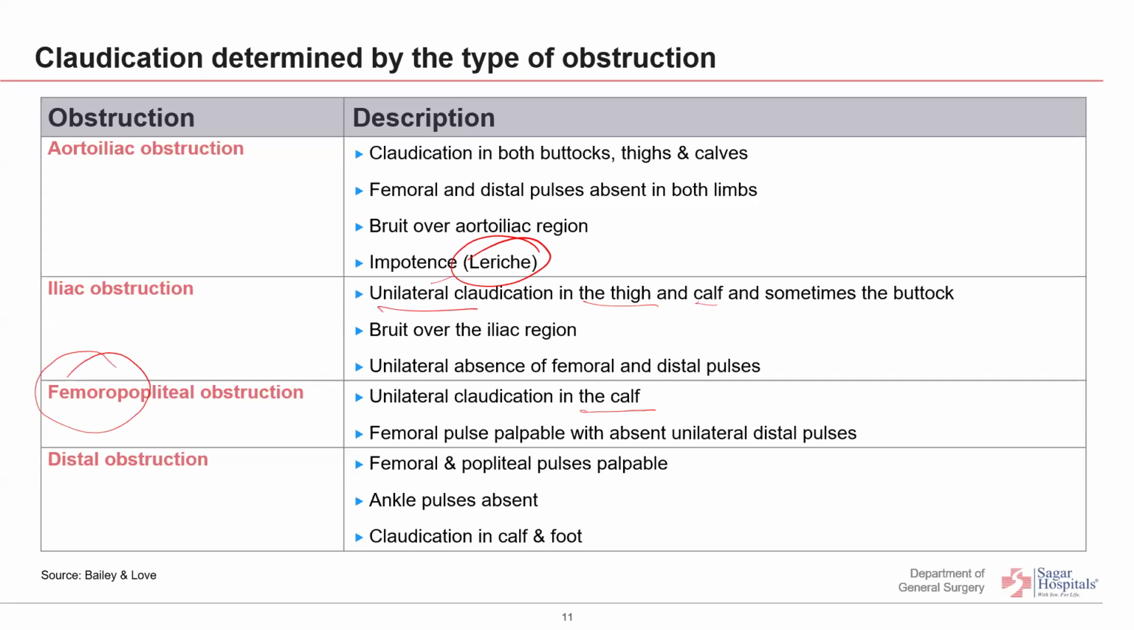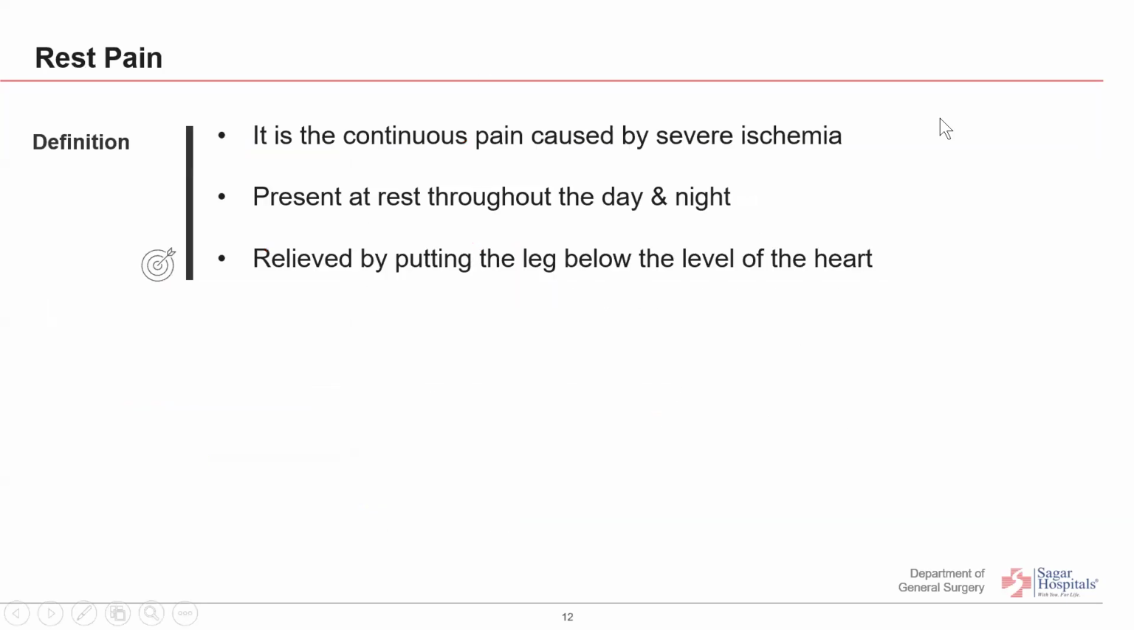That's why whenever we have a femoral occlusion, you will have calf claudication. And with distal obstruction, you will have claudication in the foot and calf; like how sir said, sometimes they will have foot claudication. Then this is something important, that is rest pain. What is rest pain? Basically, it's a continuous pain caused by severe ischemia, and it is present throughout.